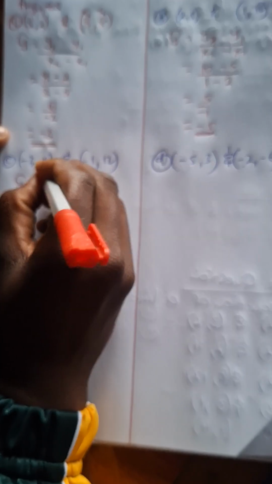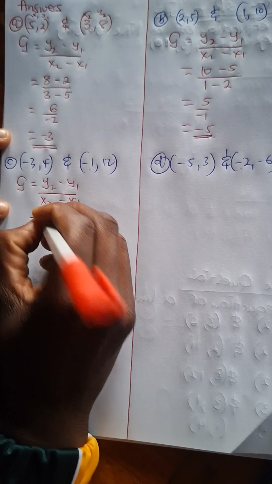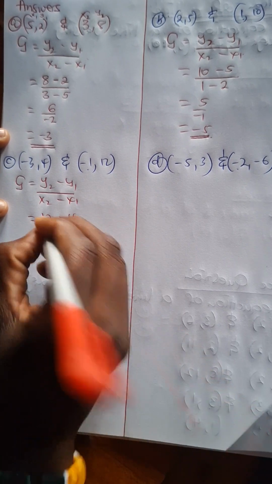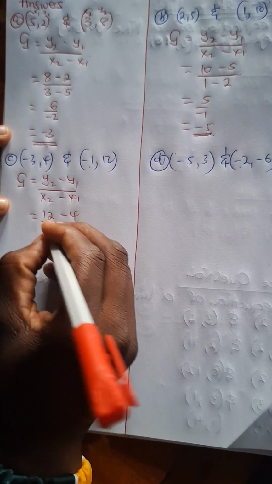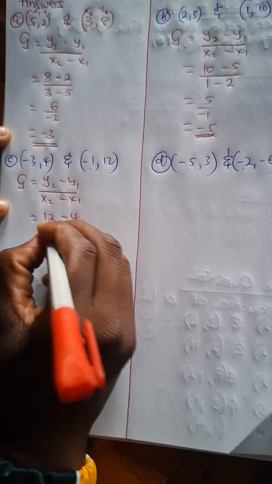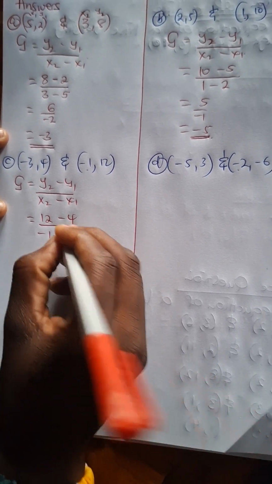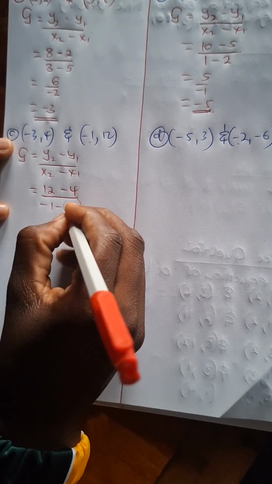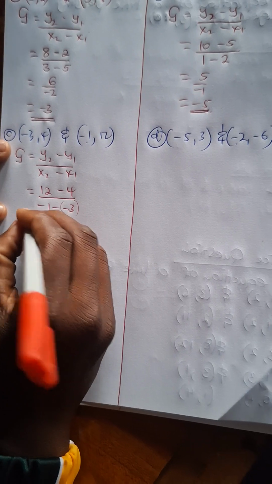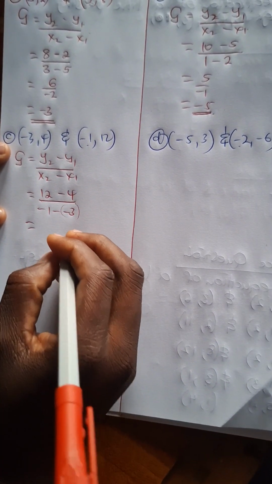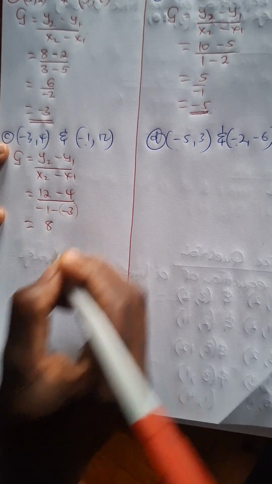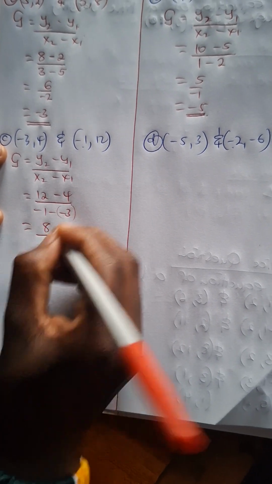Gradient yedu is equals to y2 minus y1 over x2 minus x1. So y2 is 12 minus 4 over minus 1 minus 3, because 3 is already having a negative sign here. Then put one, that's 8 over.